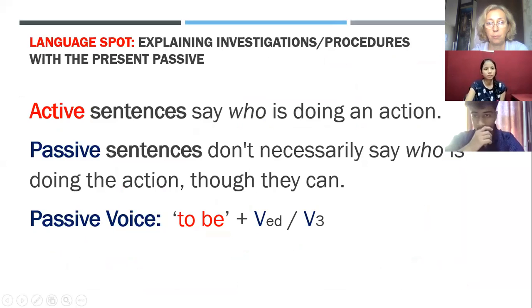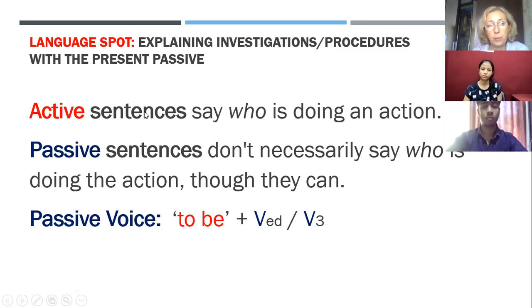Here are the rules and the examples of verbs which are used in both voices, the active voice and the passive voice. And these phrases are often used in explaining investigations or procedures. So active sentences say who is doing an action. But passive sentences don't necessarily say who is doing the action, though they can say about this. And the form of the passive voice is the following.